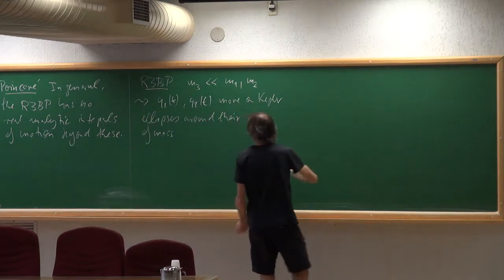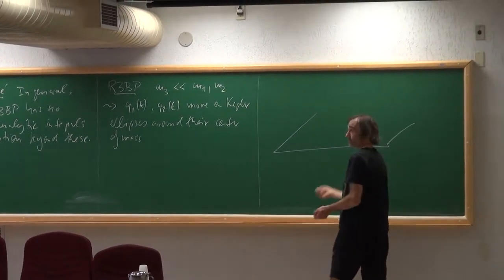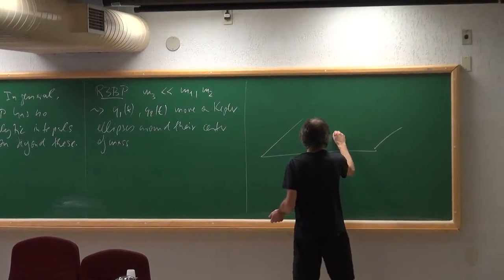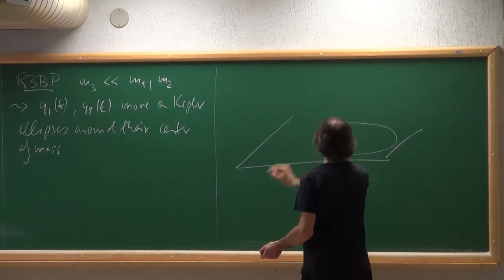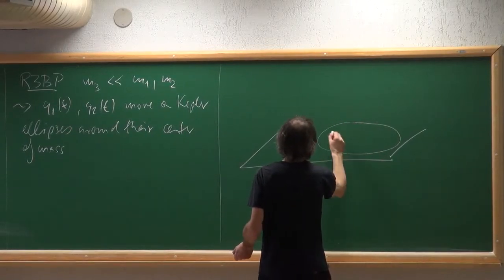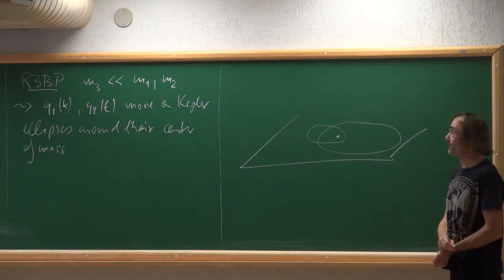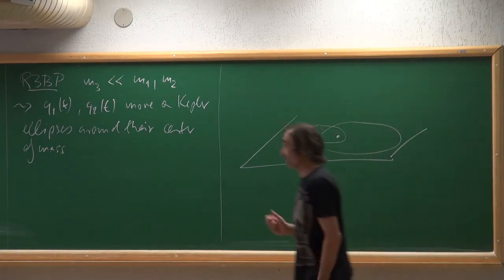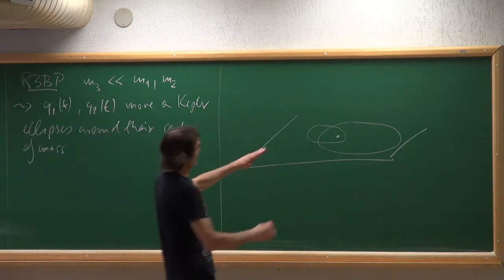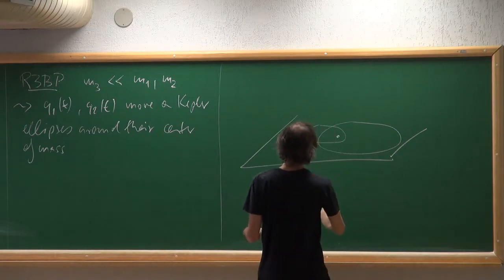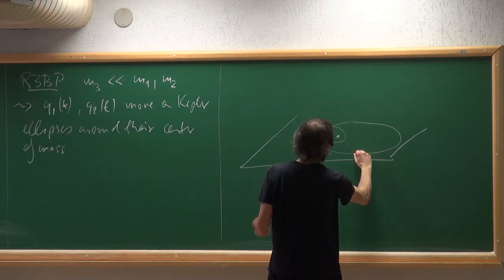So let me draw it here. The motion takes place in a plane. Here's the center of mass, and one of them is moving on an ellipse like this. The other one, let's say, is quite a bit heavier, so it will move on a smaller ellipse. The drawing is not so good, but I think you get the idea. At any given time, you have one of them here, and the other one here.